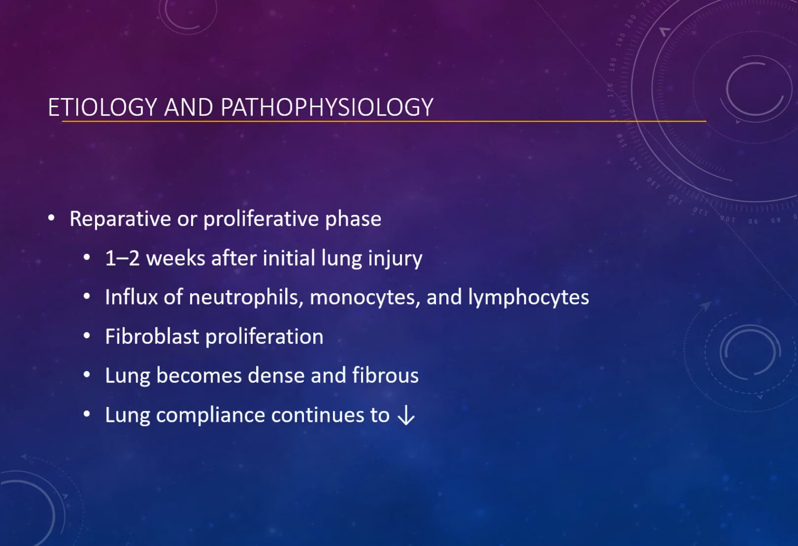So moving on to our reparative or proliferative phase. What this means is that in some patients, spontaneously, that membrane is restored, that fluid is reabsorbed, and they start to get better, whereas in some patients, it progresses. So this is going to happen 1 to 2 weeks after the initial lung injury. With that fibroblast proliferation, the lungs become more dense, thicker, more fibrous, with fewer areas for gas exchange to take place, and then lung compliance also continues to decrease.